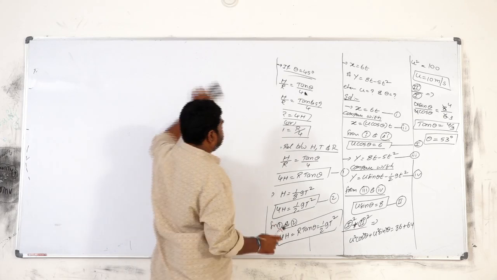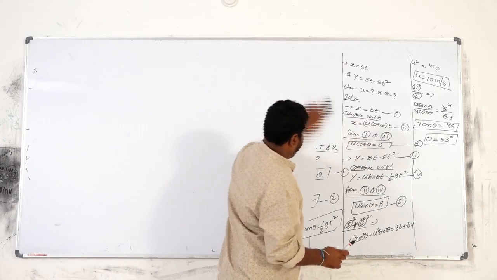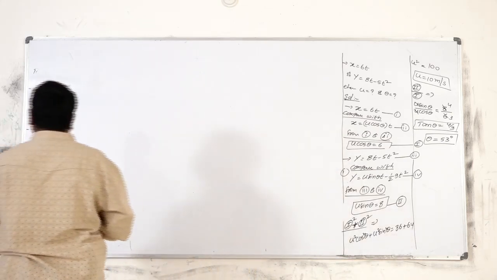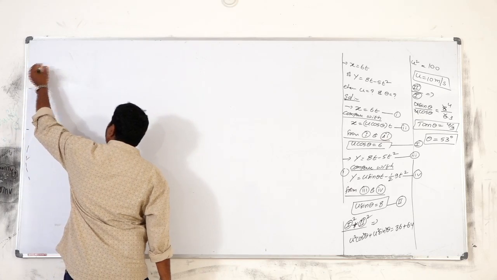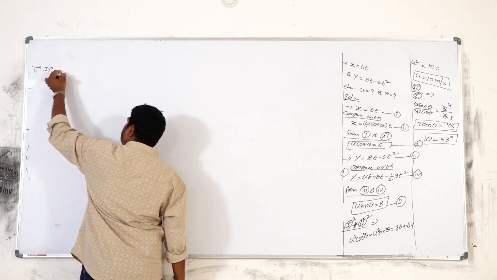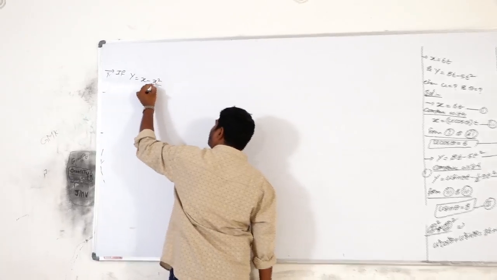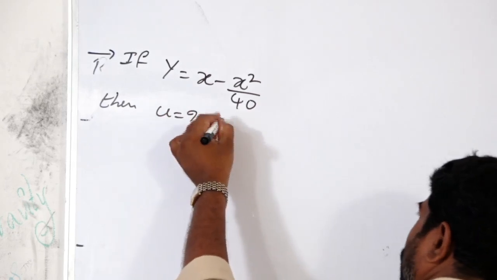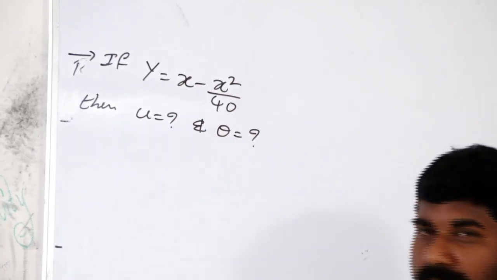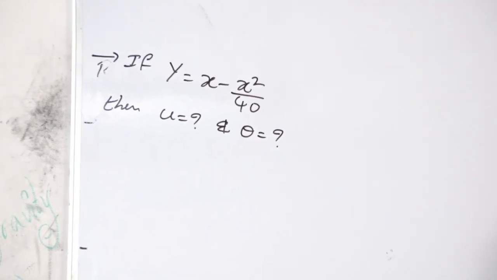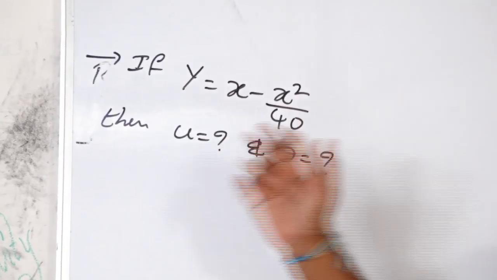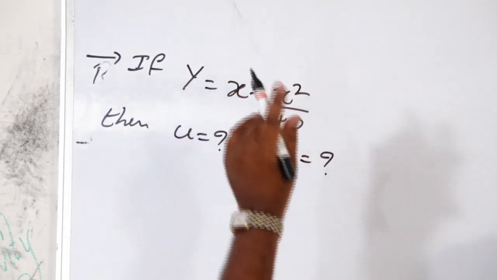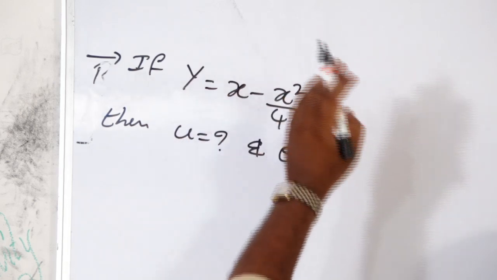Next, here for example, another problem. If y is equal to x minus x square by 40, then what is the velocity of the projection and what is the angle of projection? What is the relation between y and x? What is the relation between vertical displacement and horizontal displacement?